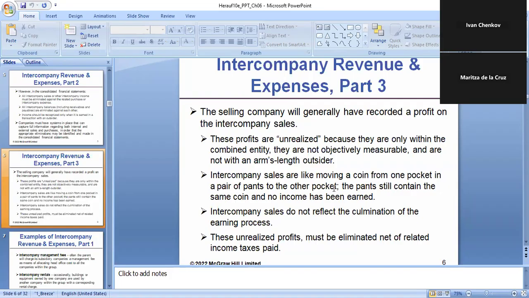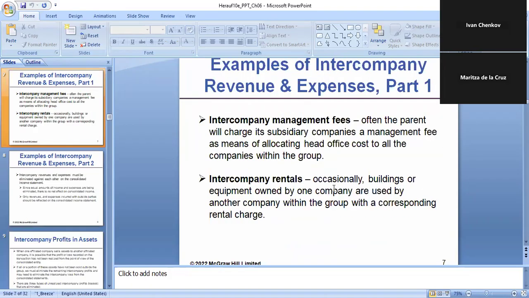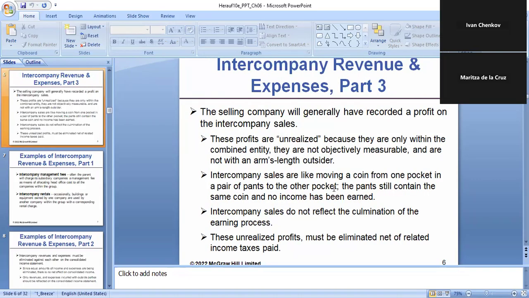So now, what you have to understand is that on the entity level, the entity that's selling or buying with another entity is still going to prepare everything it has to do, financial reports and GST reports, and it's going to pay its GST. That GST cannot be eliminated because that's dealing with a third party. But on the consolidation level, we have to consider it. That's with the inventory when we're doing the intercompany revenue and expenses.